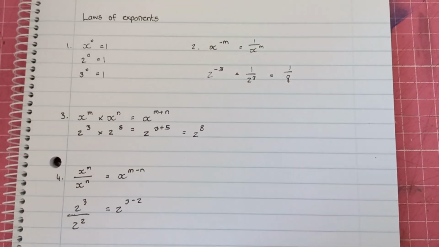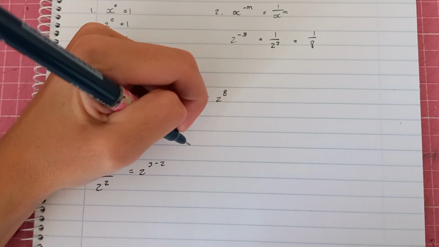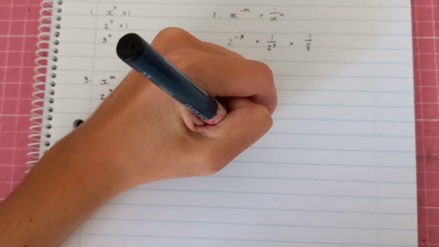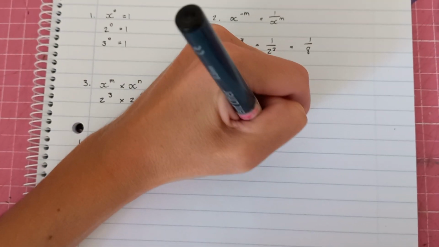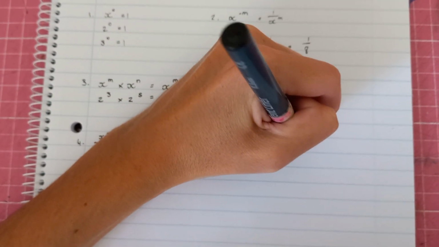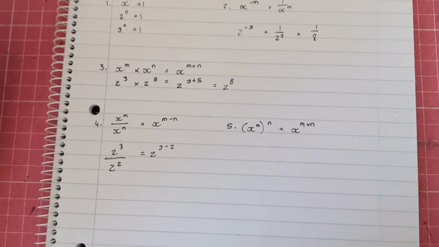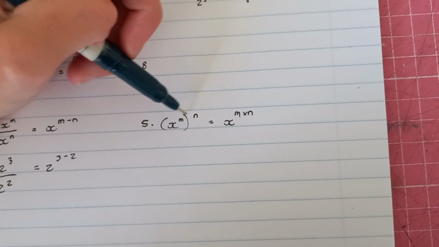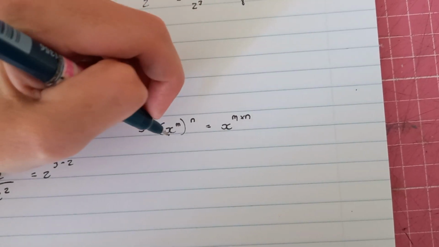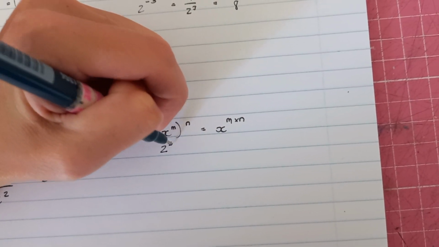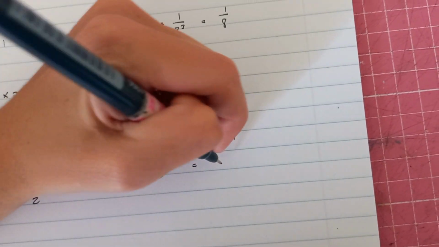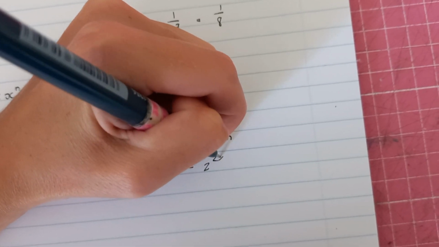Okay, so the fifth law is also quite a nice and easy one. So x to the m, all to the power of n, will give you x to the power of m times n, like that. Okay, so the n will be multiplied by the m. Okay, so to use an example, if you had 2 to the power of 2, all to the power of 4, it would become 2 to the power of 2 times 4. Okay, like that.